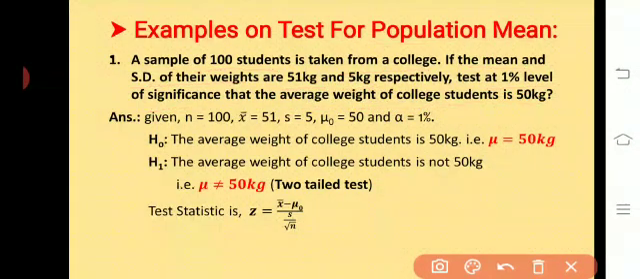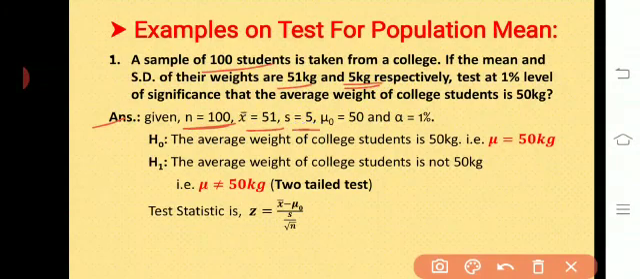Now let's see what is given in this question. In the solution, we have to write the given values from the question. Here n is given, that is sample size. A sample of 100 students means sample size is given, n equal to 100. Then the mean and standard deviation of their weights are given, 51 kilogram and 5 kilogram, means the sample mean and sample standard deviation are given. The sample mean we are representing as x bar, so x bar is given as 51. Then sample standard deviation is given 5 kg, means s is given, it is 5.